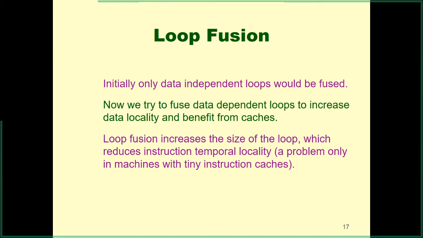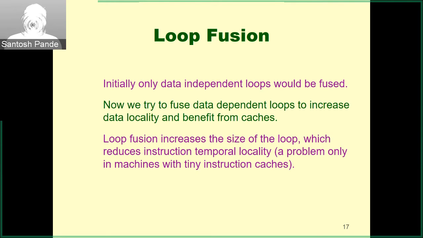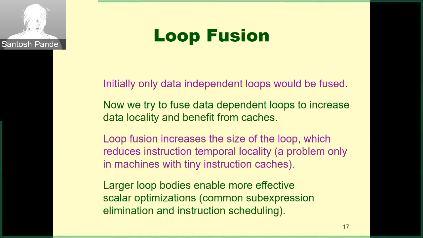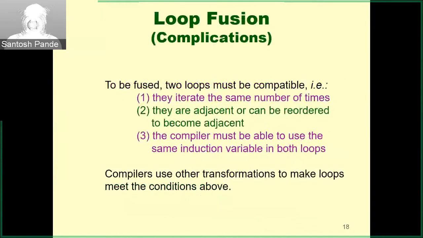So what are the advantages of loop fusion? One is, of course, increasing data locality in caches. Fusion also makes the loops large, which is no longer a problem. It used to be a problem in really old machines which had a very small iCache. Larger loop bodies are always good for optimization, scheduling, and other transformations.